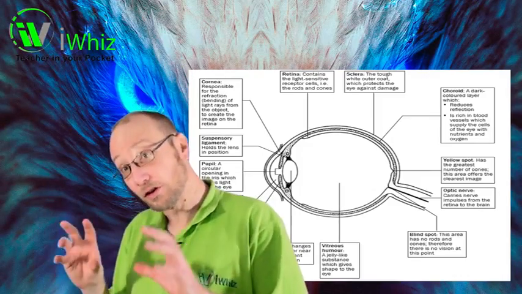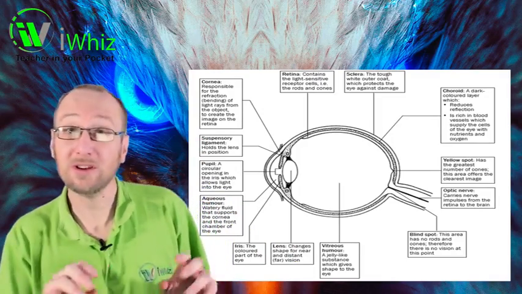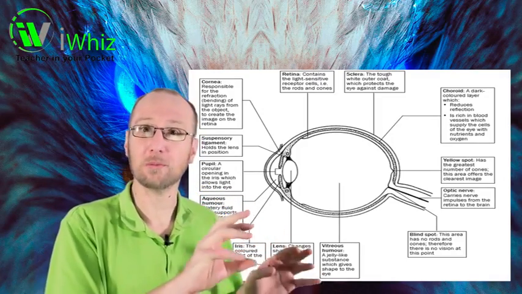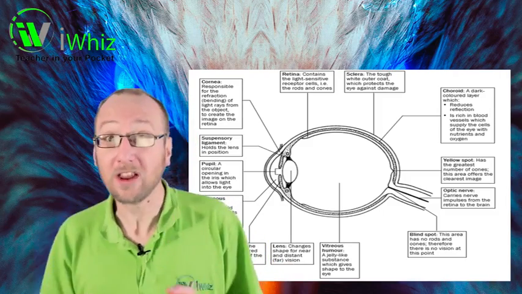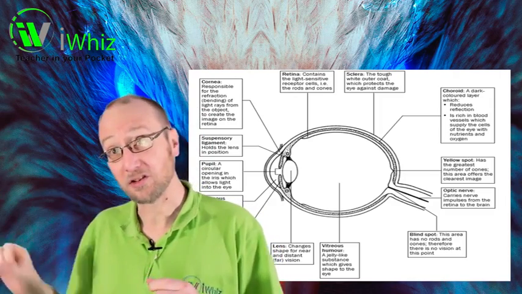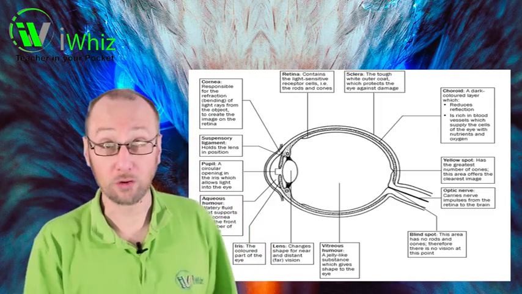Where the optic nerve meets the back of the eye, we have the blind spot. At this spot, we don't have any rods and cones, so light that falls onto the blind spot is not interpreted as an image by our brains. We also have the yellow spot at the back of the eye, and this is where we have the highest concentration of these photoreceptor cells.